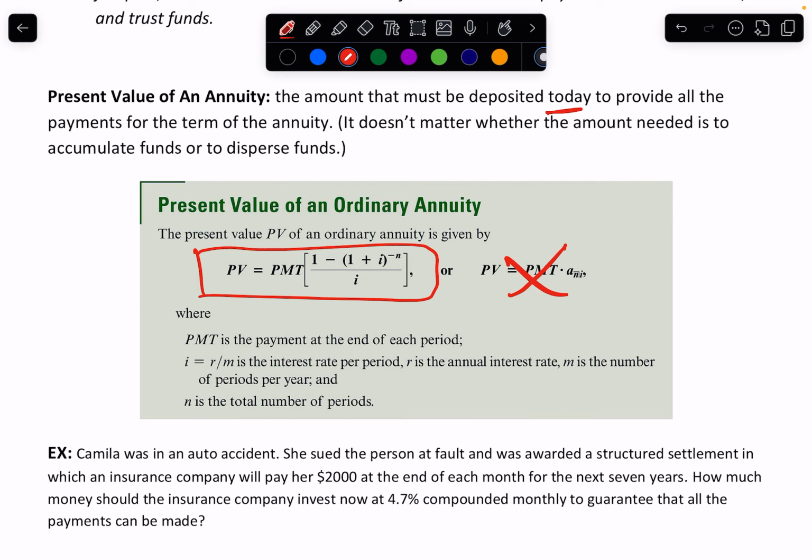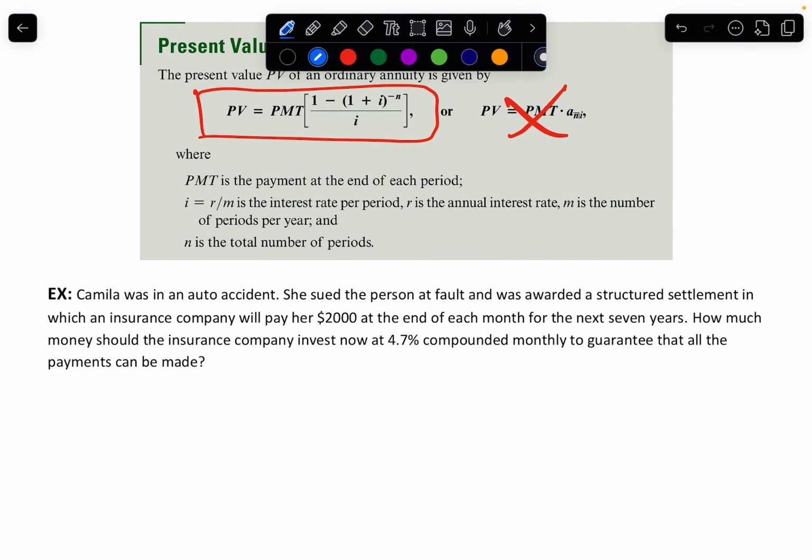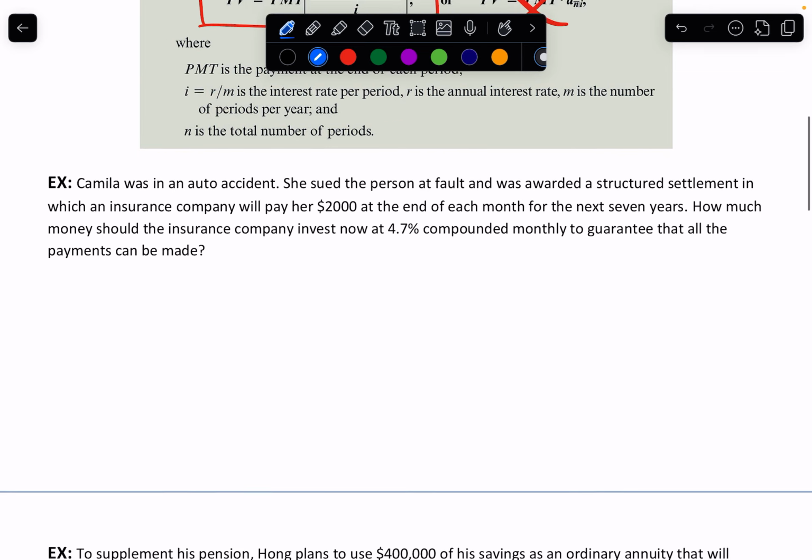Let's look at an example. Camilla was in an auto accident. She sued the person at fault and was awarded a structured settlement in which an insurance company will pay her $2,000 at the end of each month for the next 7 years. How much money should the insurance company invest now at 4.7% compounded monthly to guarantee that all the payments can be made?